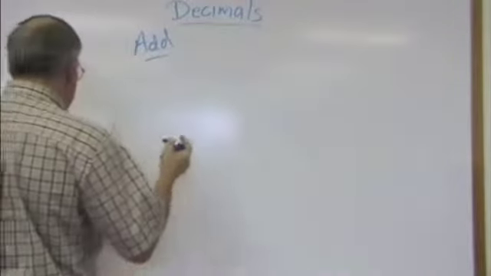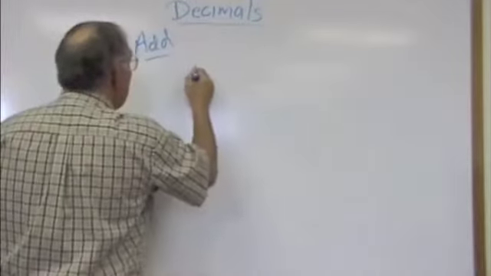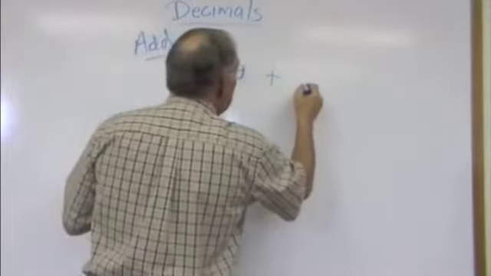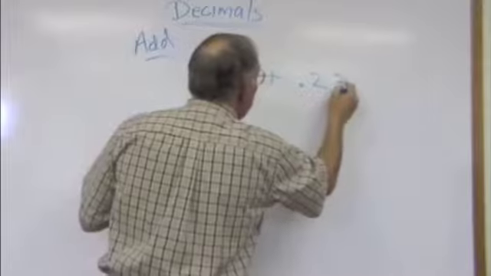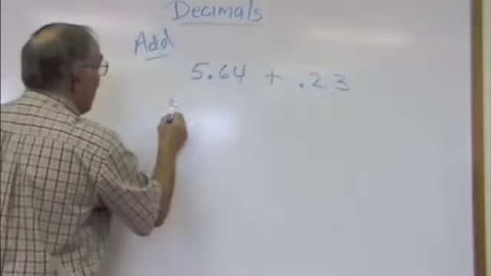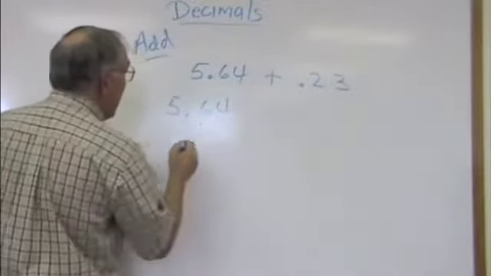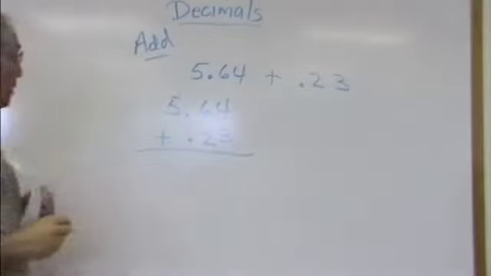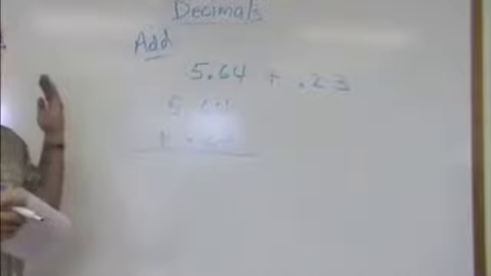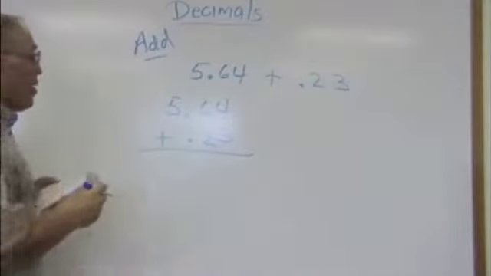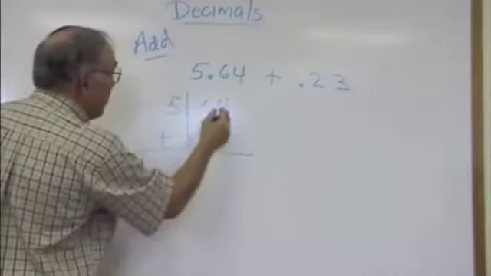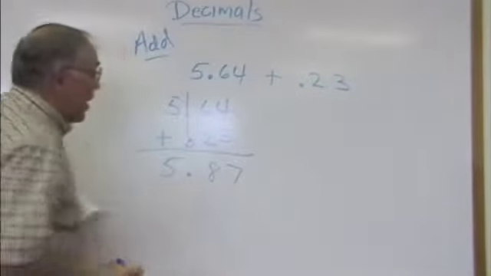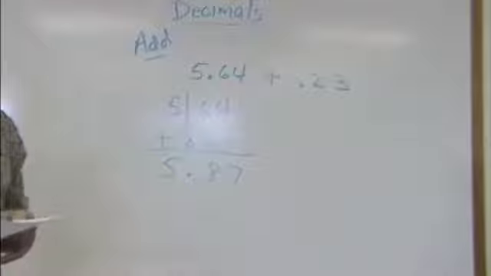What if you had something like this? 5.64 plus 0.23. Okay, not a problem. We put the whole amount on this side, the decimal amount on this side. We still line up the decimal places. 4 plus 3 is 7, 6 plus 2 is 8. 5.87. If it were money, it would be $5.87.